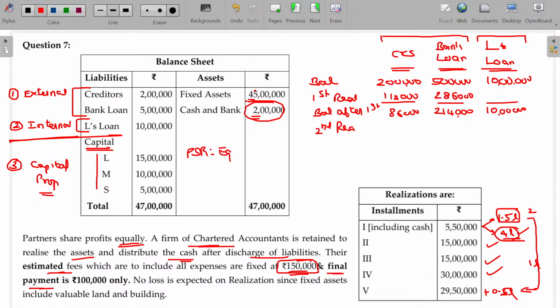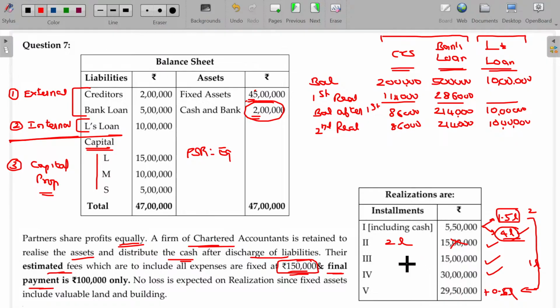Second realization. In the second realization, we get 15 lakhs. We have sufficient money to pay the creditors, bank loan, partner's loan and all. 86,000 paid. 2,14,000 also paid. 10 lakhs also paid. Almost 13 lakhs used. After that, we still have 2 lakhs rupees.